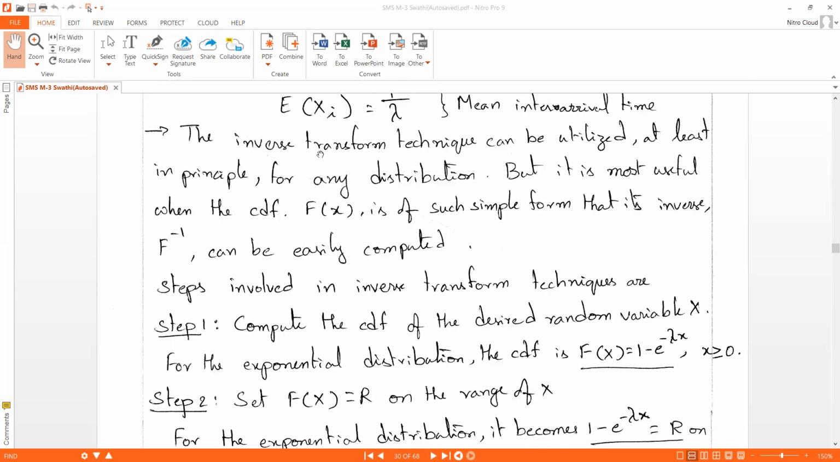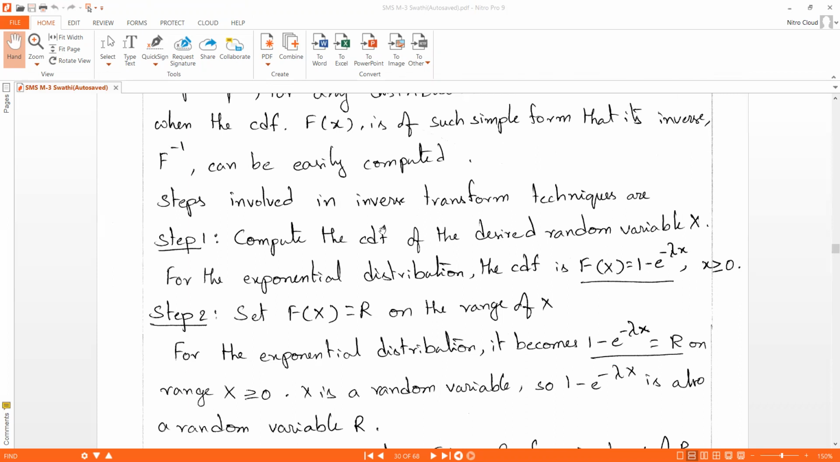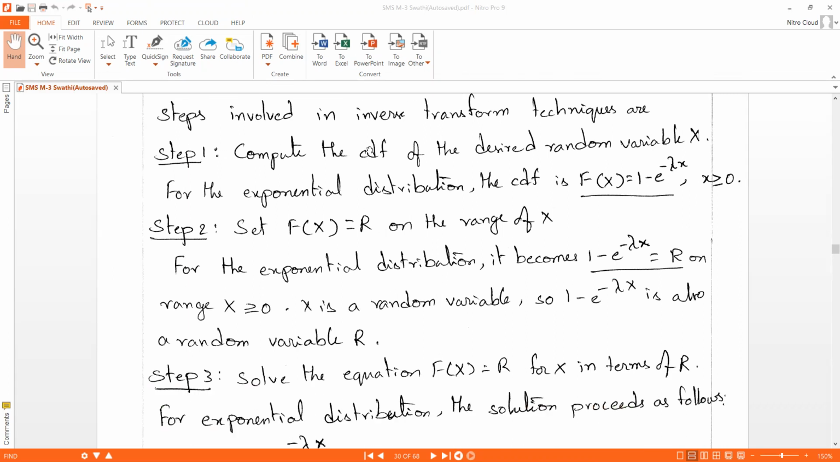The inverse transform technique can be utilized at least in principle for any distribution, but it is most useful when the CDF, capital F of x, is of such simple form that its inverse, F power minus 1, can be easily computed. Here we'll see the steps involved in the inverse transform technique.